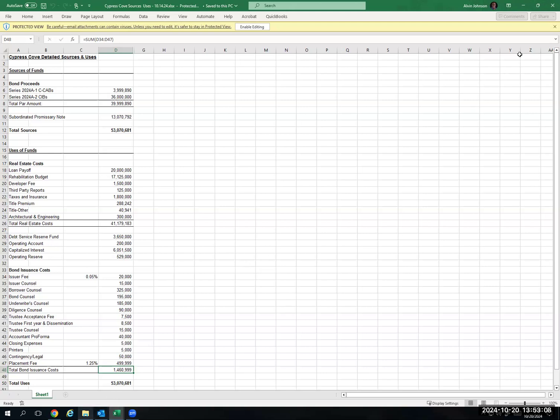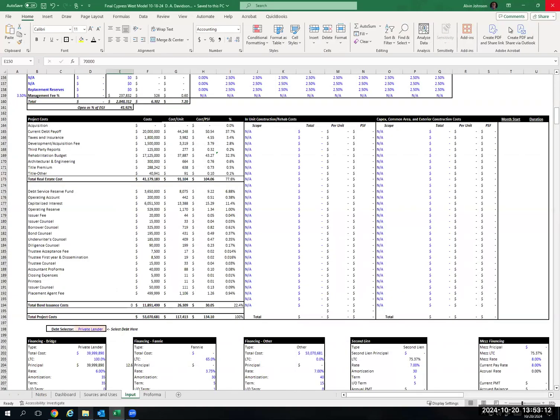And so what I have done here is I have taken their sources and uses provided to me and incorporated that into my pro forma so that it matches line for line. Total real estate costs, $41 million. All of the bond issuance costs and everything, including the debt service reserve funds and the capitalized interest accounts, come to $11 million.